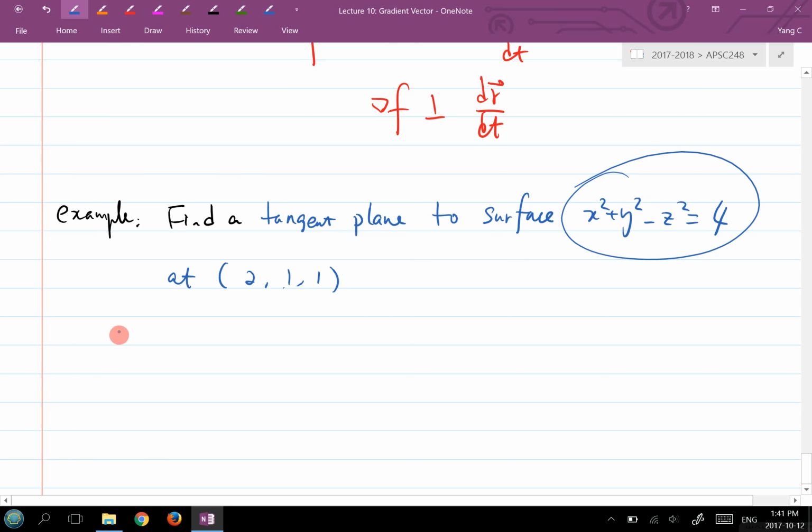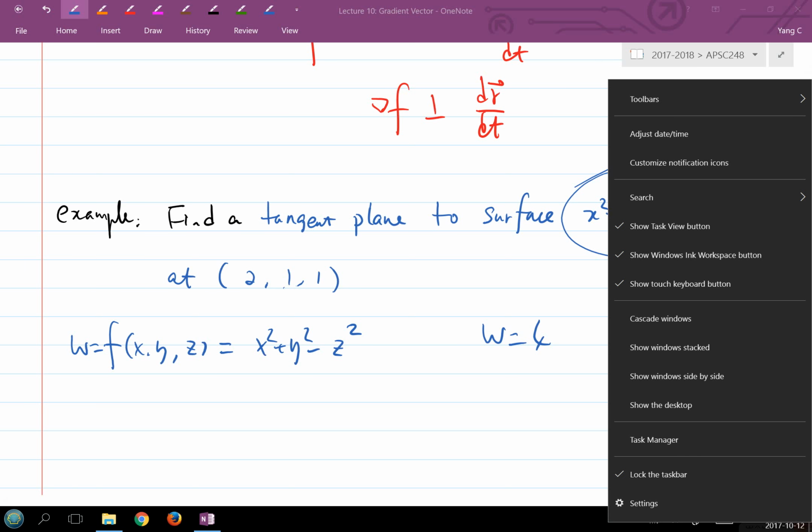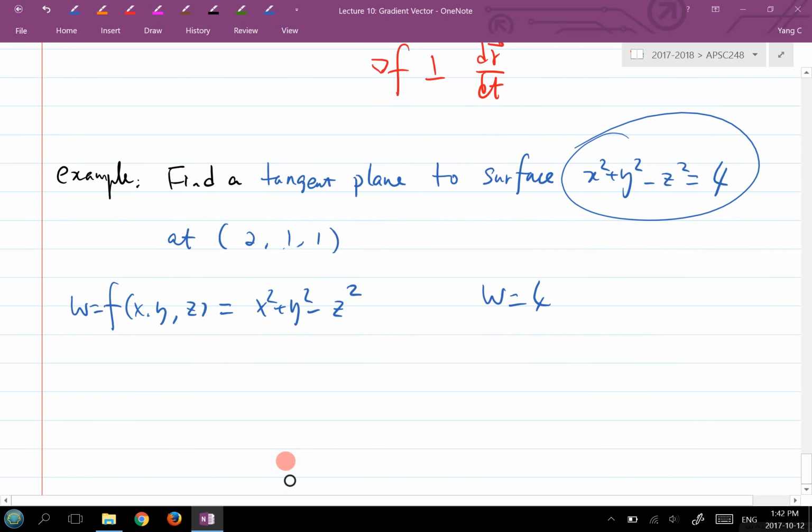What you need to do is define a function of 3 variables here. Okay, so that's your function of 3 variables. Let's call it w. When w equal to 4, then you get your level surface, which is this surface here, right? Okay. So now the gradient vector here.